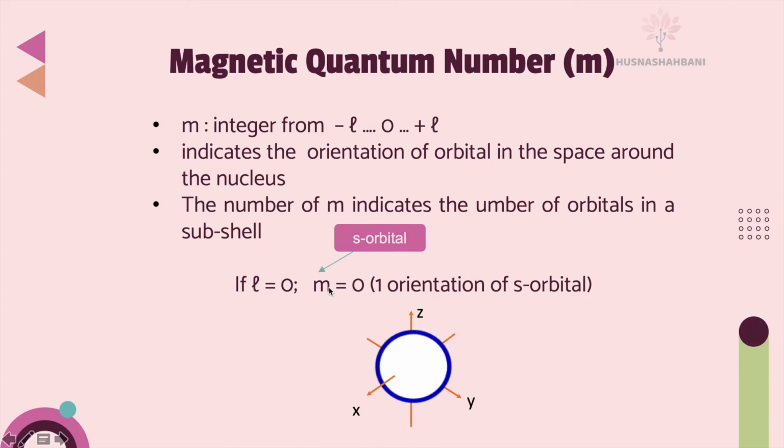For the m value, we don't look at the value. We look at how many m values will be produced. So m equals 0, only one value of m, which is 0. One value of m means one orientation of the s orbital. So this is our s orbital. For L equal to 0, this is the only orientation that exists for the s orbital.